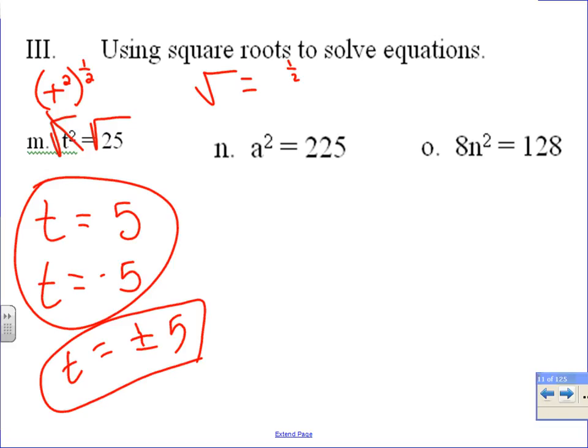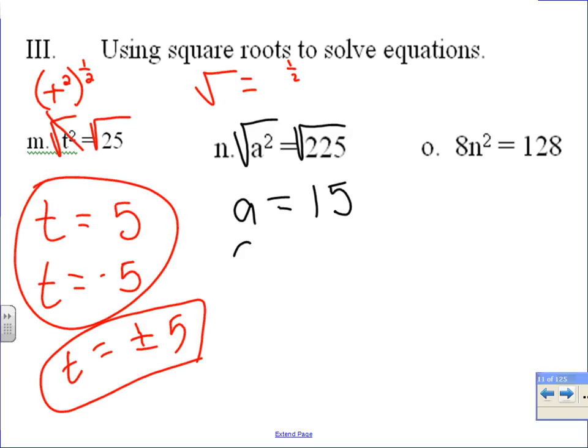Second one, Mike, how do we get rid of the square? Good. So let's square root both sides. Remember, square root is like putting something to the 1/2 power. Square root of a squared is just a. Without looking and using your calculator, what's the square root of 225? Grace? Good job. 15. Remember, there's two answers because anything squared gives you, in this case, 225. There's two answers. What's the other answer?